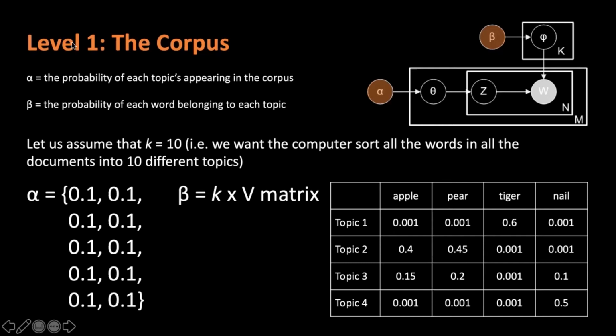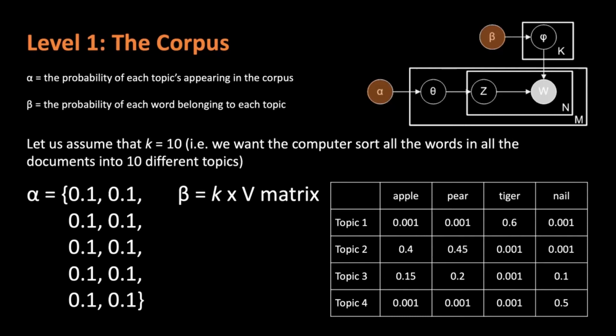Now, I said that this is the model at the level of the corpus. But I said that the model also operates at two other levels. It also operates at the level of the document and the level of the word, and that's what these squares in this diagram refer to. So the alpha and beta are just on their own outside any square. That means there's just one alpha and one beta. The model looks at the whole corpus, and for the entire corpus, it learns one alpha, which is how much each topic appears overall, and one beta, which is how much each word appears within each topic.